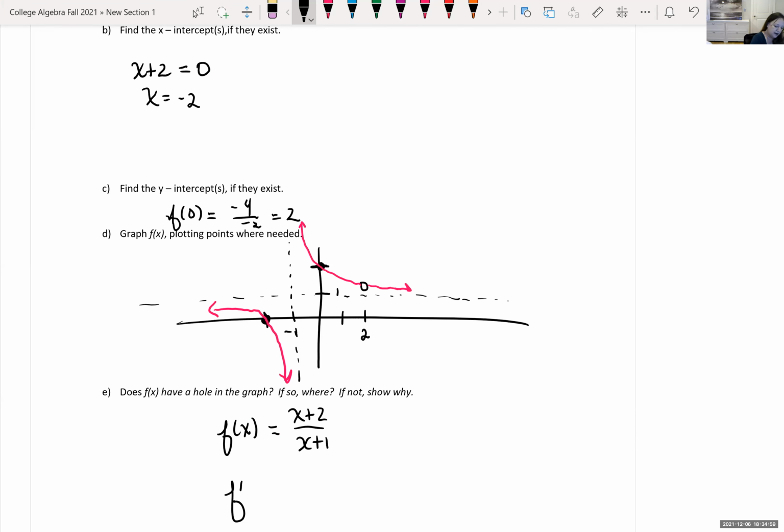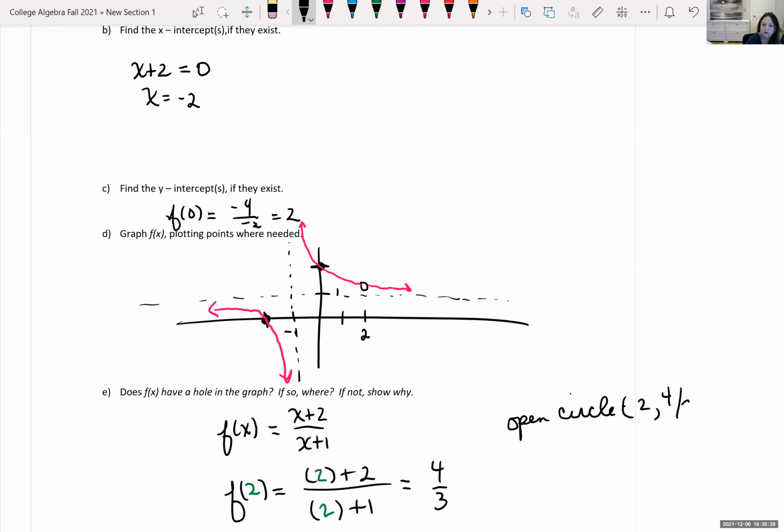And if we go in here and we plug in 2, wherever we see an x in that reduced factor, we get 2 plus 2 all over 2 plus 1. So this gives us back 4/3. So we have an open circle at 2, 4/3.